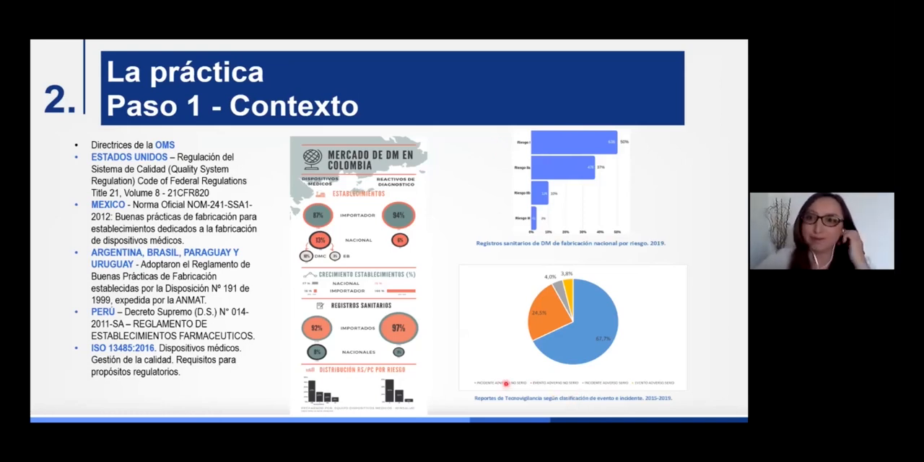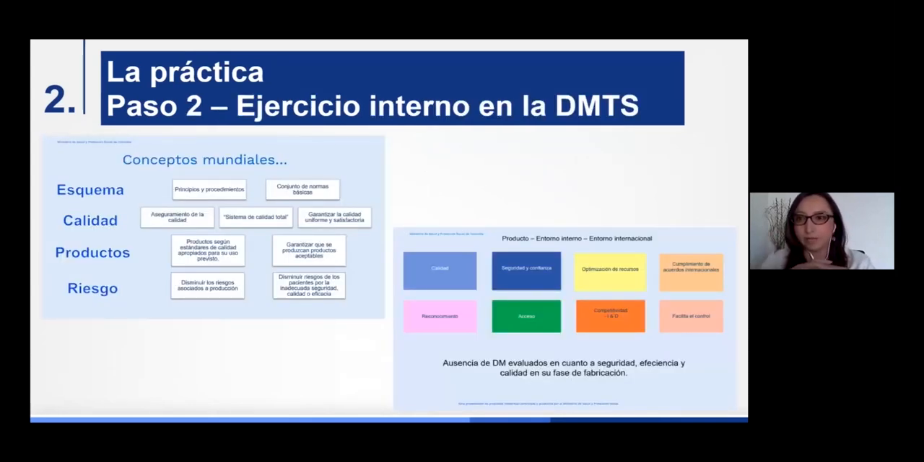And all that information allowed us to analyze the technovigilance reports to understand the causes related to medical device manufacturing, to understand the context and the problem, and what has to do with the practice of medical device manufacturing. And then we made an internal exercise inside our team, and then we had an expanded team because now we are working with the regulatory impact analysis, so we had to carry it out in this way.